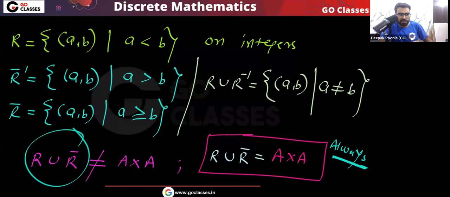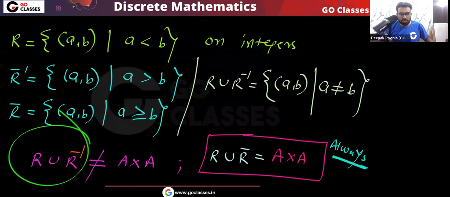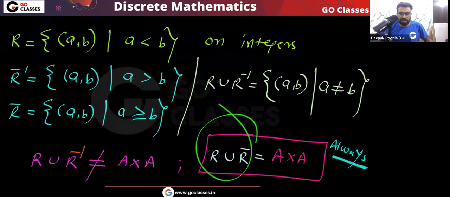But R union R inverse, okay, maybe I made a mistake here. You can see it should be R inverse. It should not be R complement. I am saying that R union R inverse may not be equal to the universal relation, but R union R complement will always be equal to the universal relation.